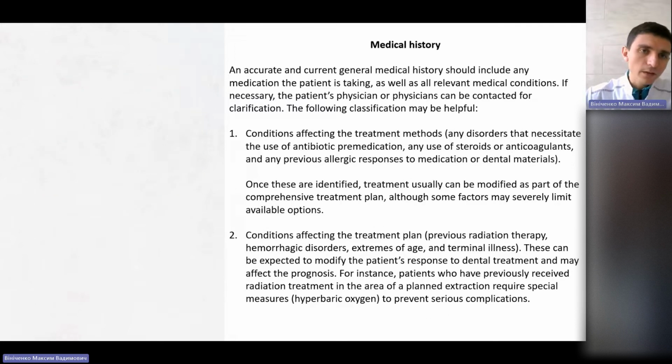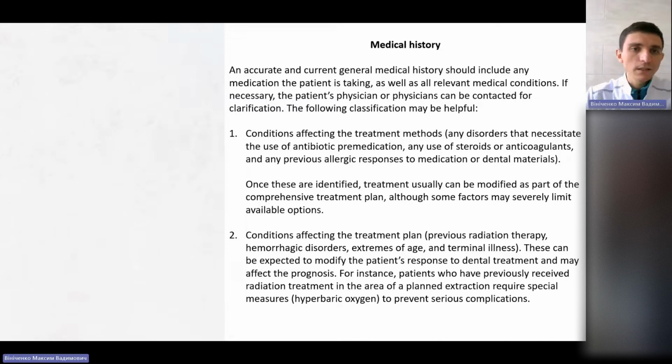Medical history. An accurate and current general medical history should include any medication the patient is taking, as well as all relevant medical conditions. If necessary, the patient's physician or physicians can be contacted for clarification. The following classification may be helpful. So, the conditions affecting the treatment methods: any disorders that necessitate the use of antibiotic premedication, any use of steroids or anticoagulants, and any previous allergic responses to medication or dental materials.